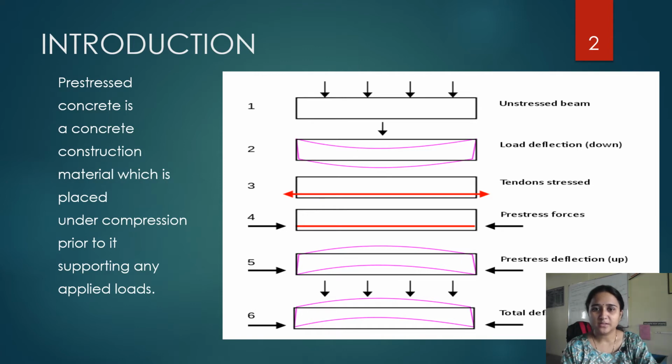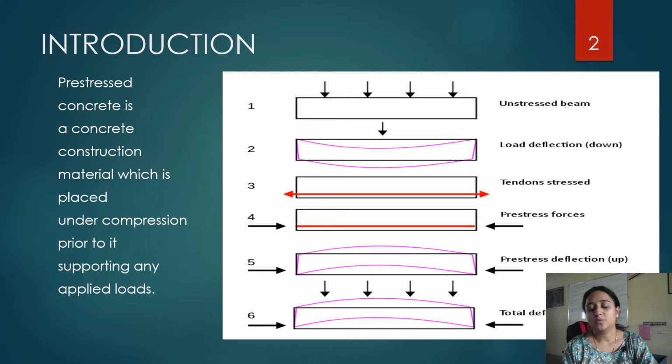In this diagram there are a total of several stages or steps. The first diagram is the unstressed beam, that means the load is just applied, and the second diagram shows the load deflection, the deflection of the beam in the downward direction. This is the normal case, the normal RCC beam. In the third diagram there are tendons which are stressed, and in the fourth diagram the tendons are cut or released. That means pre-stress is going to act on that particular beam.